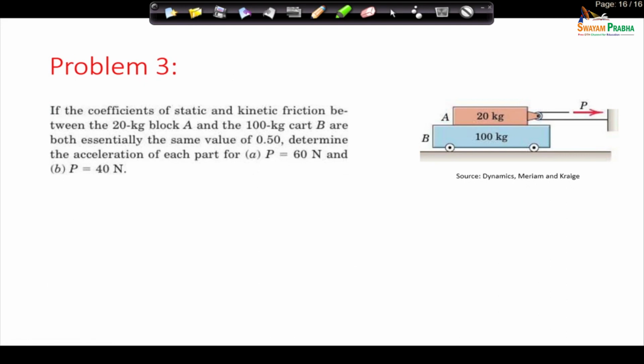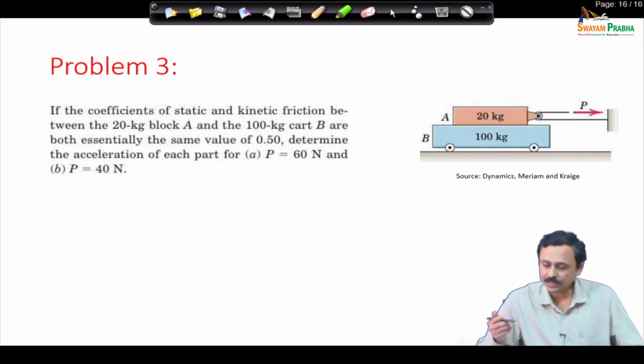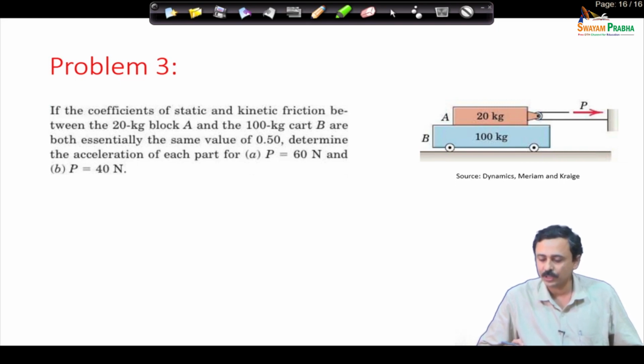We will go to the next problem. If the coefficients of static and kinetic friction between the 20 kg block A and the 100 kg block or cart B are both essentially the same value of 0.5, determine the acceleration of each part for P equal to 60 Newton and P equal to 40 Newton. You can see the figure, two blocks are placed one over the other.